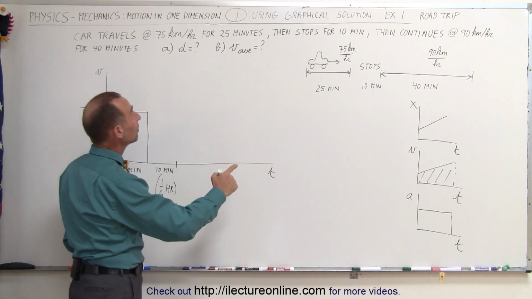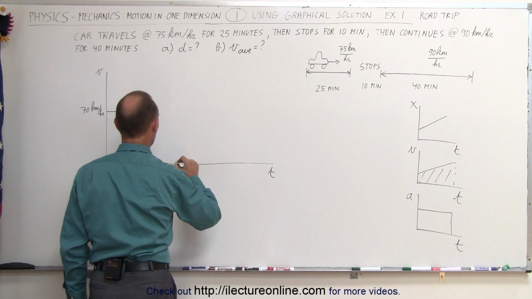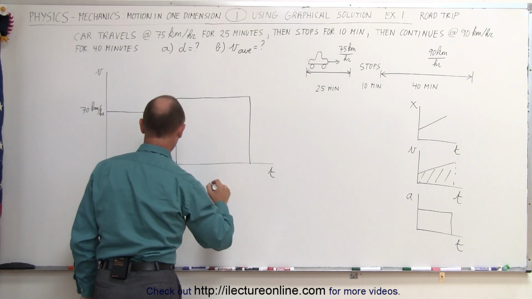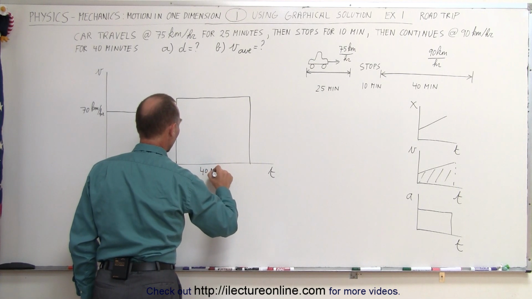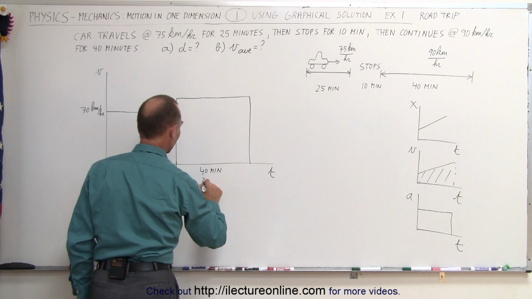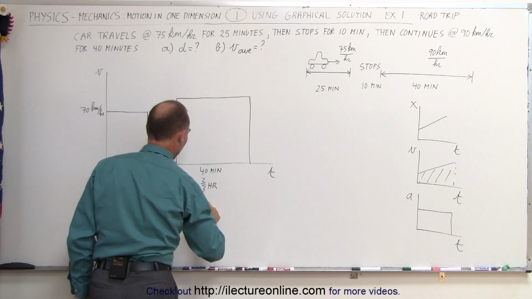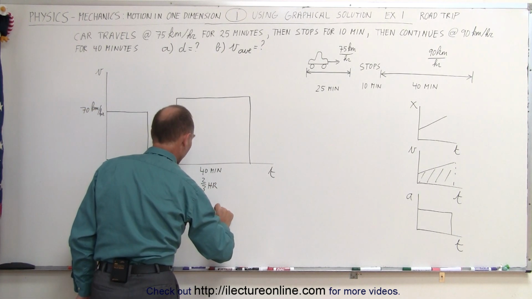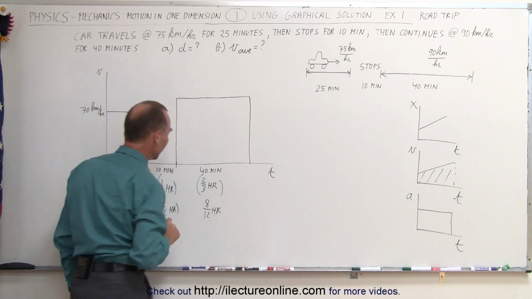And then for the next 40 minutes, we now travel at 90 kilometers per hour. So that's a little faster, like this, for a time period of 40 minutes. So this is 40 minutes. And of course, 40 minutes, that's 2/3 of an hour. And if we multiply this times 4, that would be 8/12 of an hour. All right, there we go.